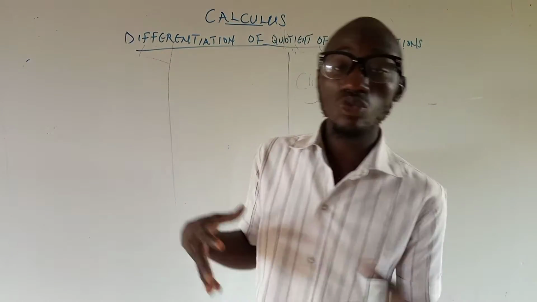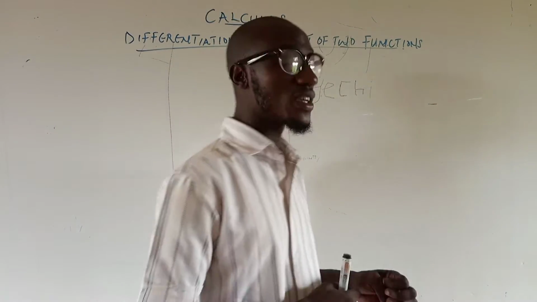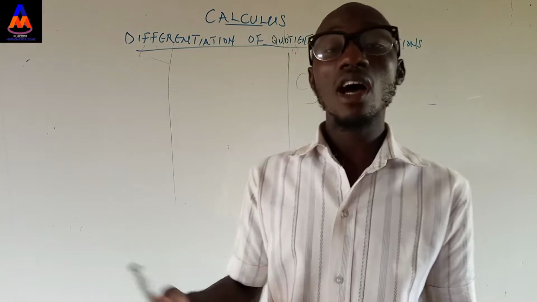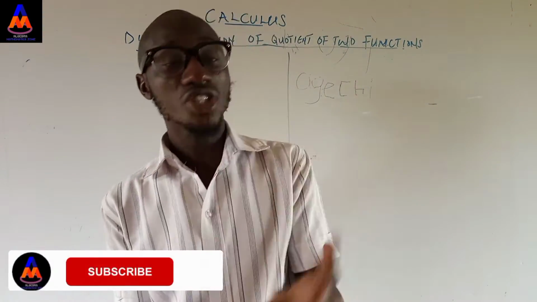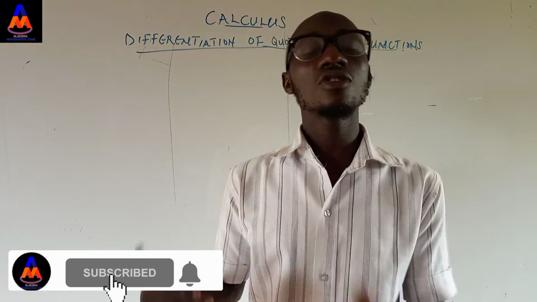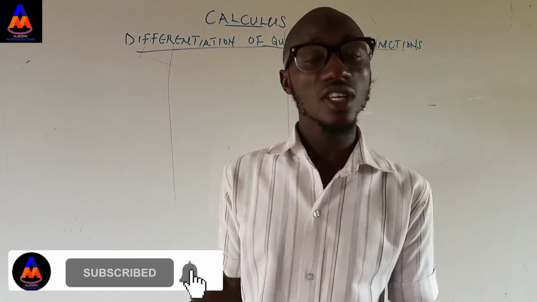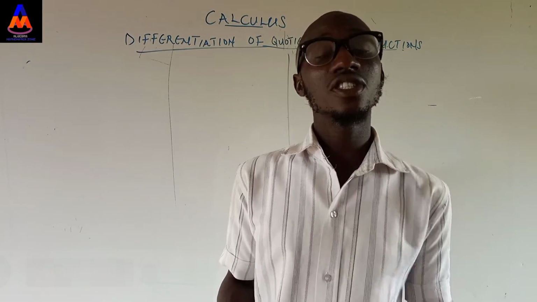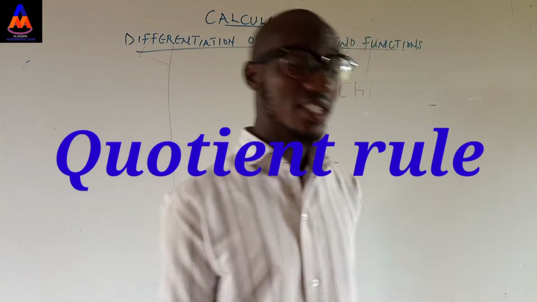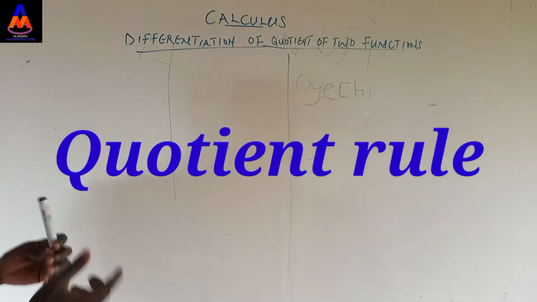The second derivation deals with division: differentiation of the quotient of two functions. When you have functions in quotient form, division form, depending on the same independent variable like x, how do we differentiate them? We use the rule called the quotient rule. Let us establish that rule before we apply it.